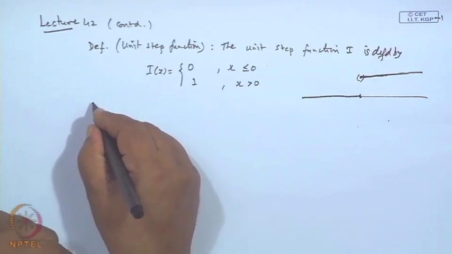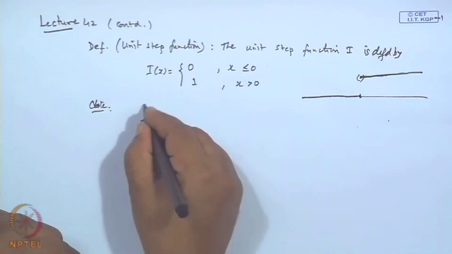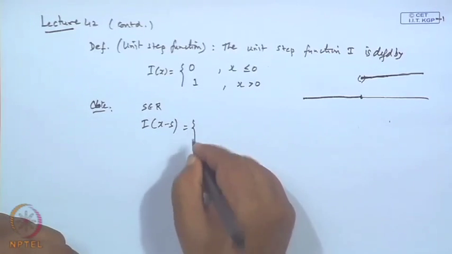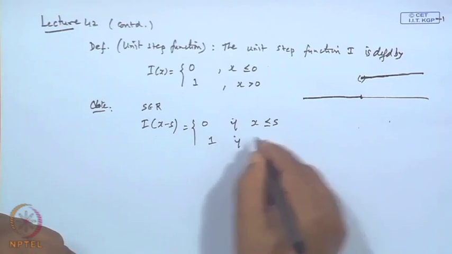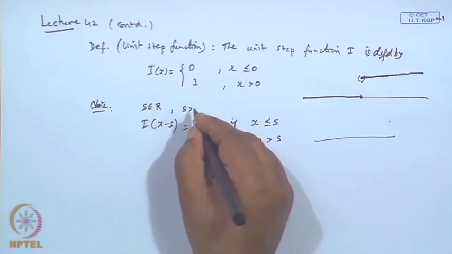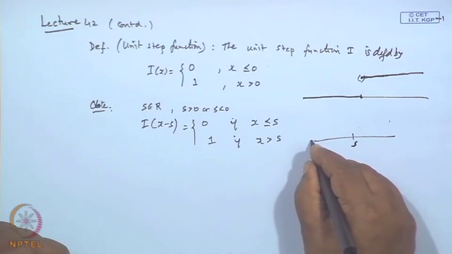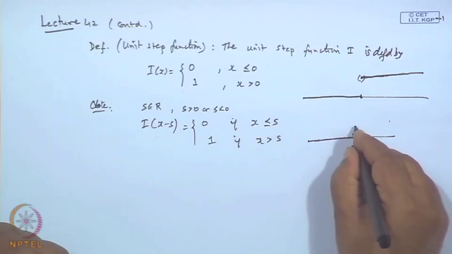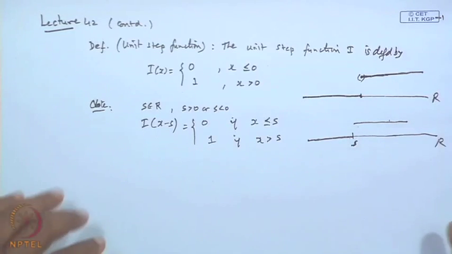As a note, we can say, suppose I take s to be any real number in some interval [a, b], and when we write I(x − s), the meaning of this is 0 if x is less than or equal to s and 1 if x is greater than s. So, s may be positive or negative. Suppose I take s here, then for all the real numbers which are less than or equal to s, the image under I will be 0, while it will be 1 when x is greater than s. So, this is the real line. This is all about the step functions.